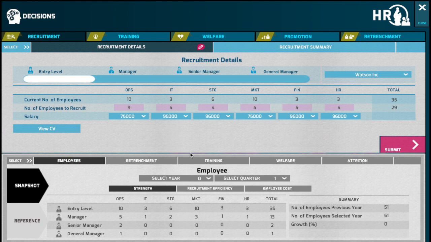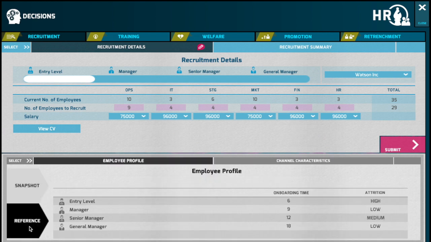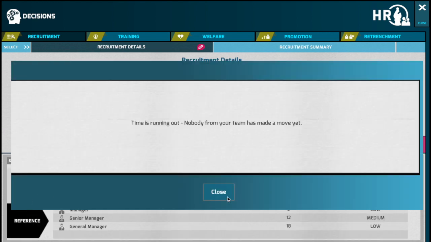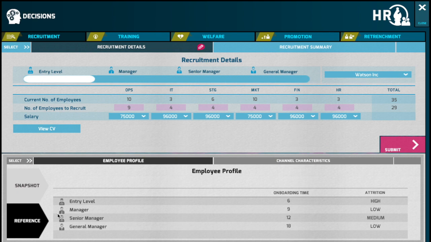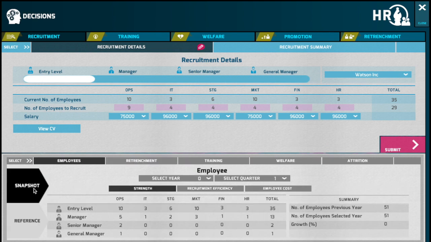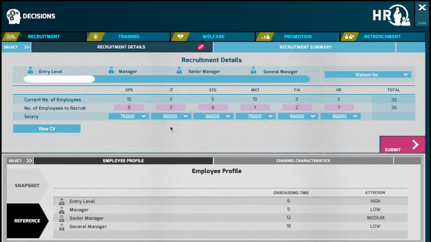Let us now run through each of the decisions that you are entitled to take as the head of the HR department. The decision console comprises three distinct sections. The top panel is where you record your decisions. The bottom panel comprises references and snapshots. References are the choices that a player has in order to make decisions, and snapshots are the impact of the decisions taken.